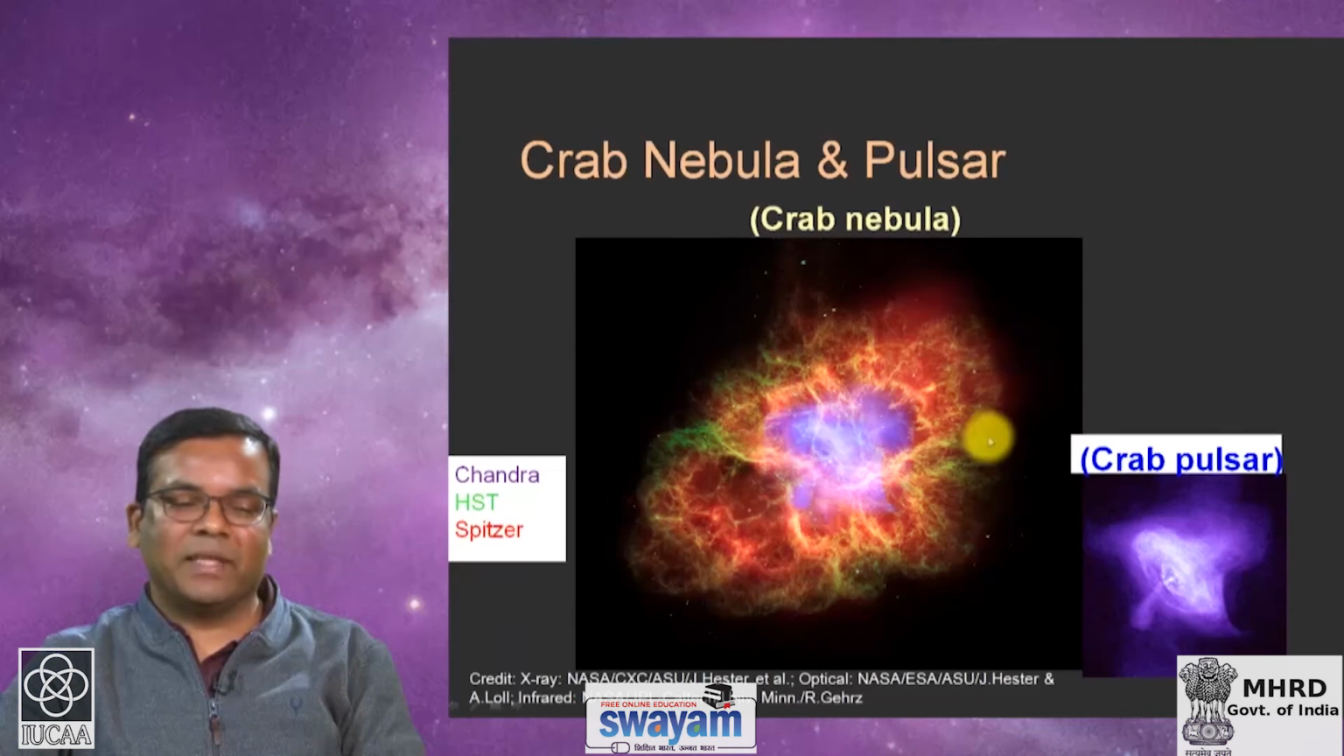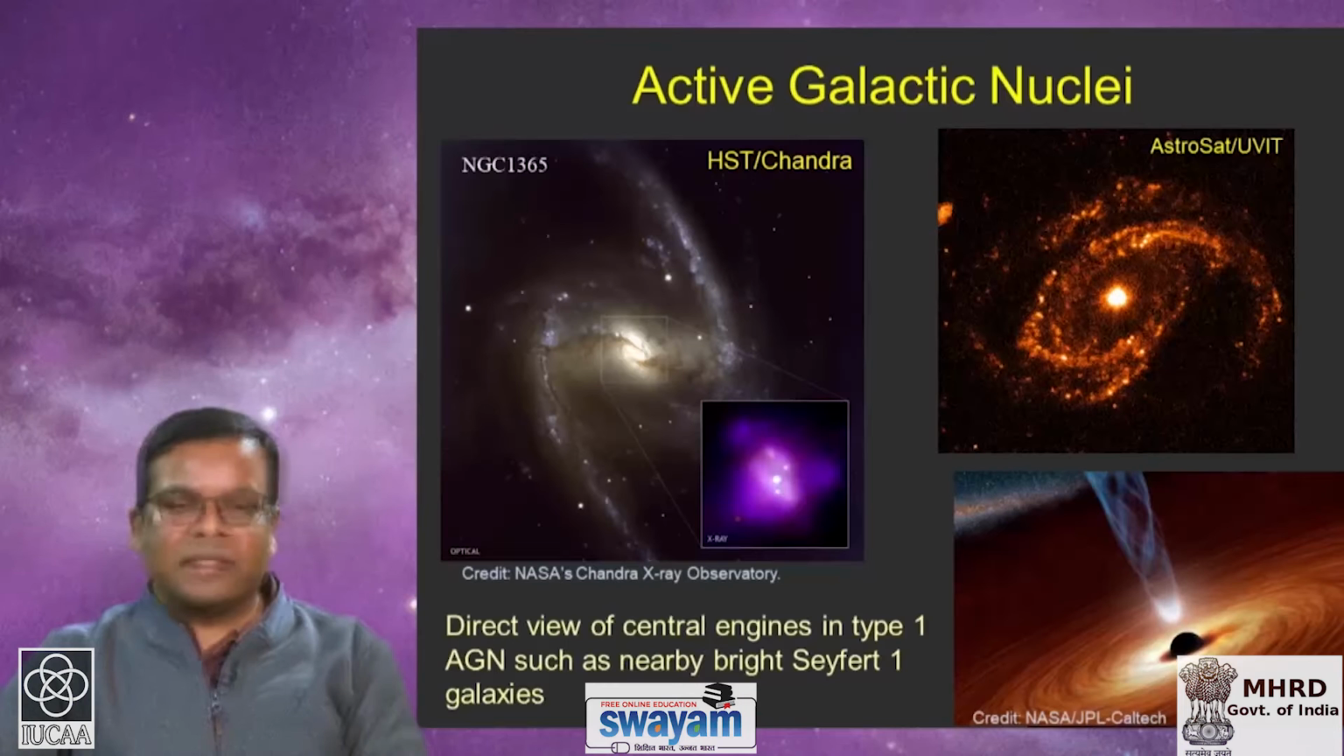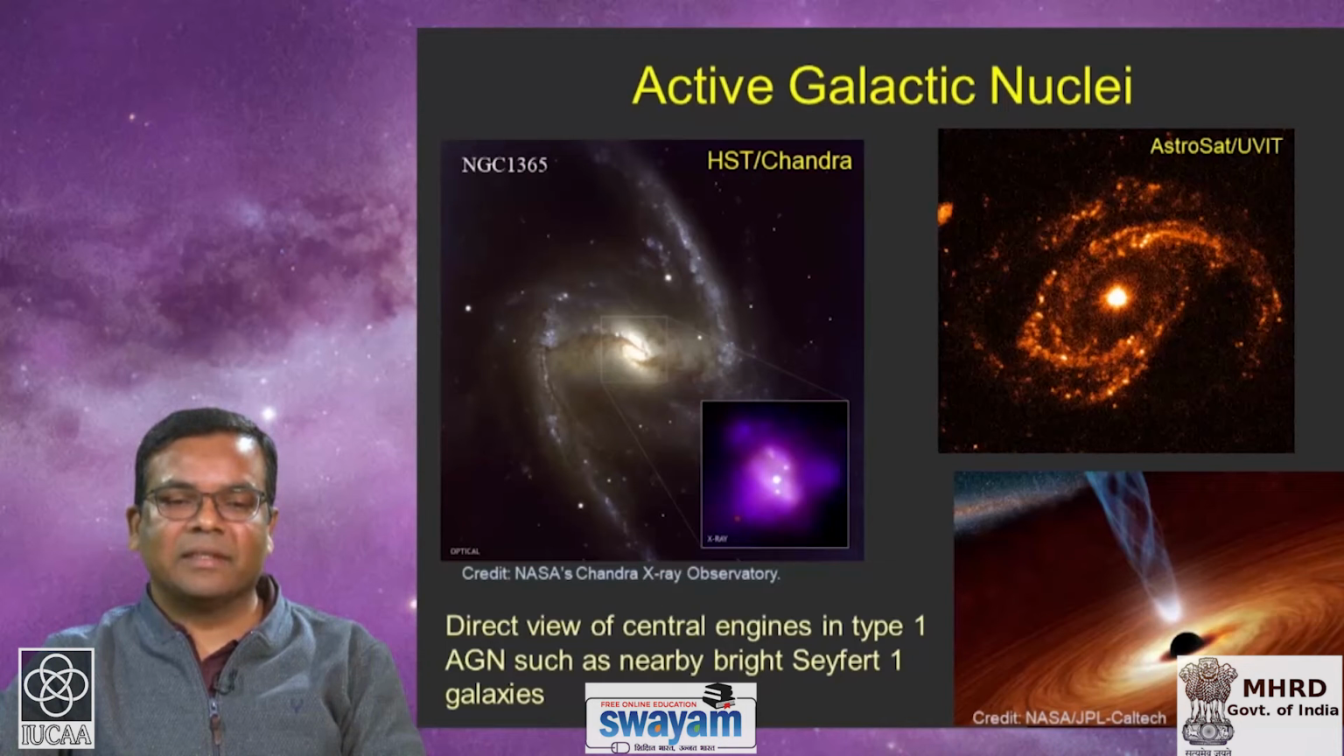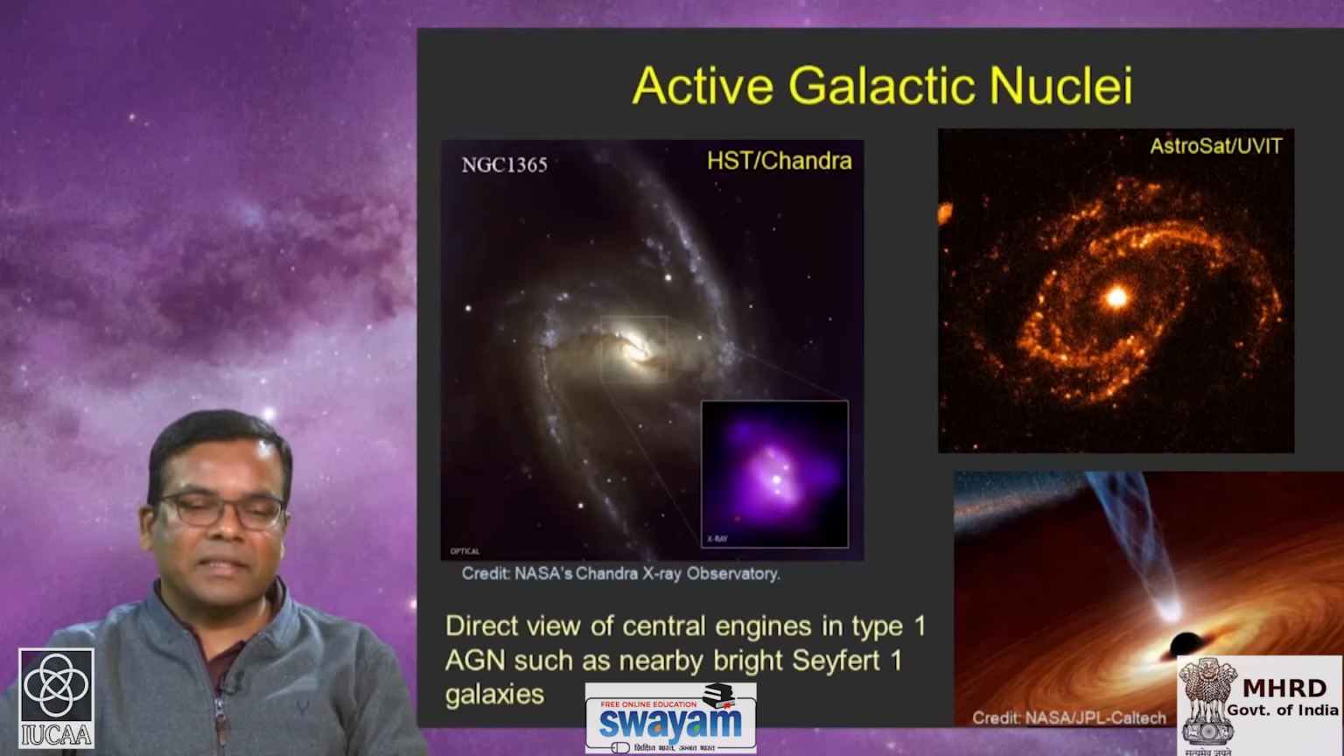This is the composite image by NASA's great observatories, the Chandra in X-rays, HST in the optical, and Spitzer in infrared. The other strong X-ray sources are these active galactic nuclei. What are these? These are nuclei of galaxies which are active in some sense. So, the nuclei of these active galaxies produce a huge amount of electromagnetic power, which is observed in almost the entire electromagnetic wave band. Here is the HST image of NGC 1365, one of these active galaxies.